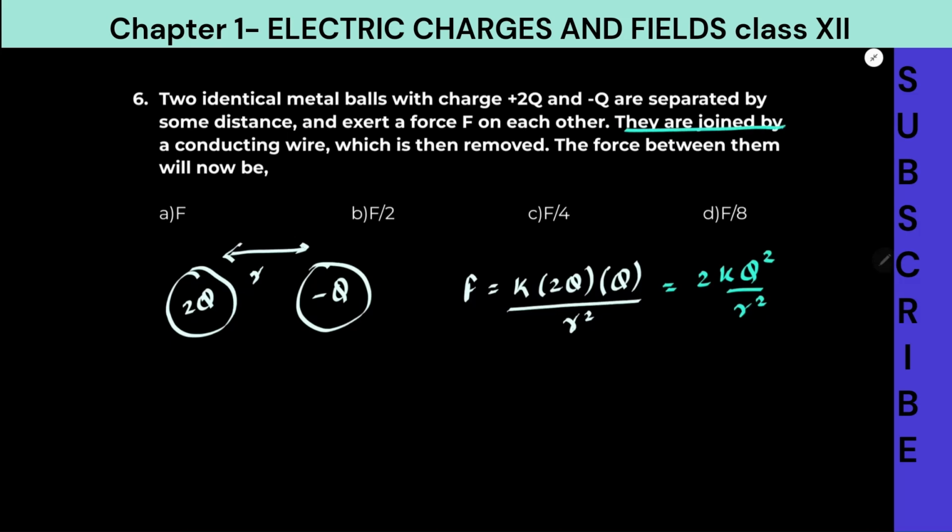They are saying they are joined by a conducting wire. So, let me join this with the conducting wire. So, basically what happens? When they are joined with a conducting wire, the charge will redistribute by law of conservation of charge, right?